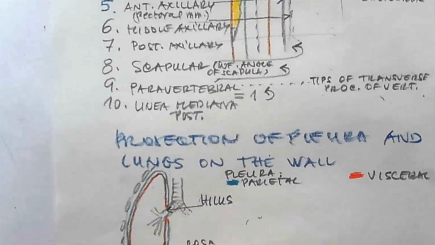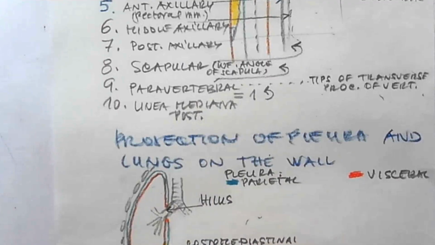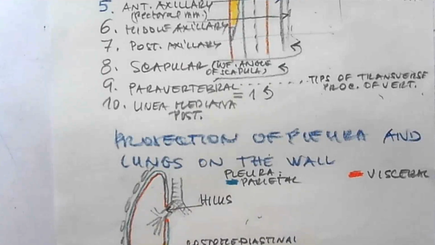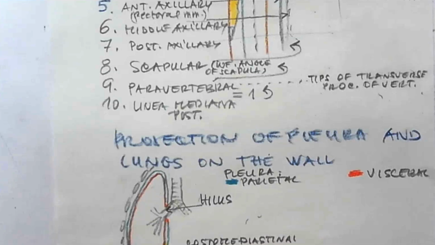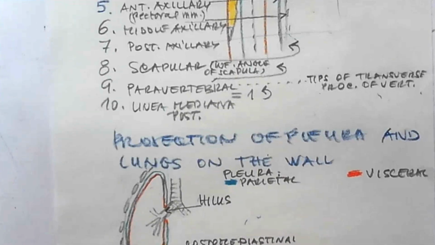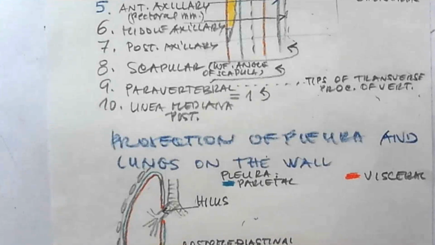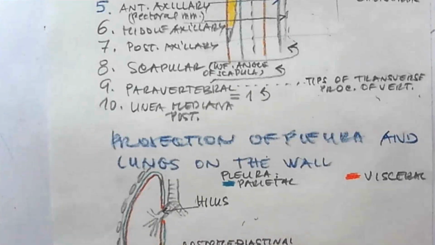Costo mediastinal recess, and costo diaphragmatic. So there are two recesses, costo mediastinal and costo diaphragmatic. This is the deepest one. We will speak about that later.